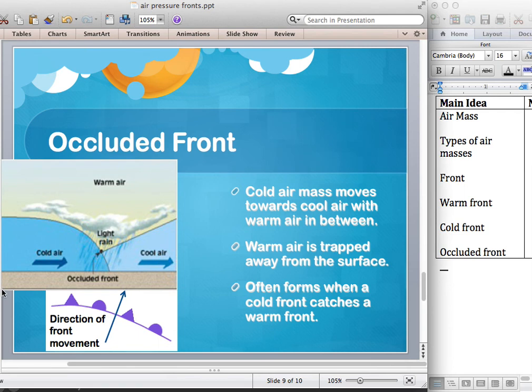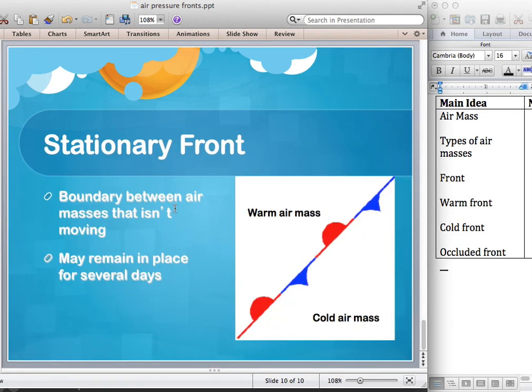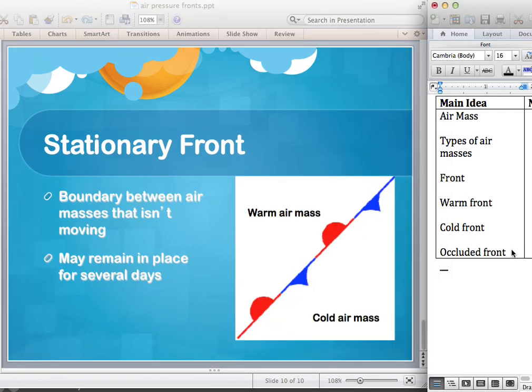And then for a stationary front, right, this is a boundary between air masses that isn't moving. So neither air mass can push the other out of the way. We still have warm air going up and condensing, but this may remain in place for several days. You might get a couple days of rain. And here, notice the symbol is different because the semicircles and triangles are on opposite sides of the front line. Right? So the semicircles point towards the warm air, the triangles point towards the cold air.